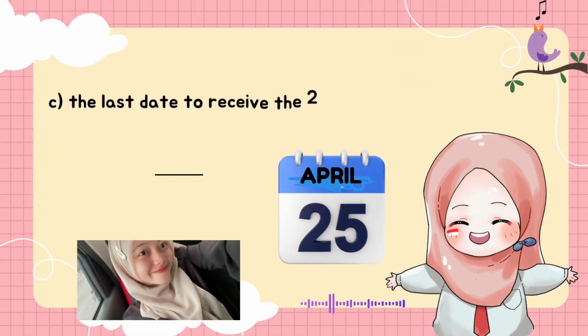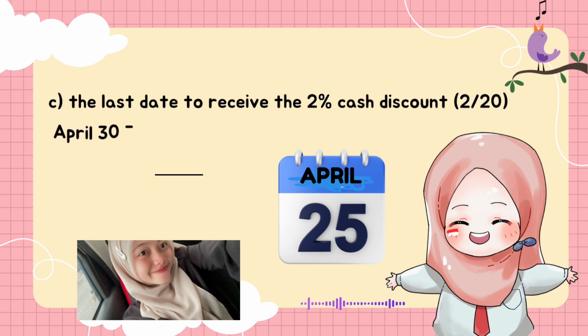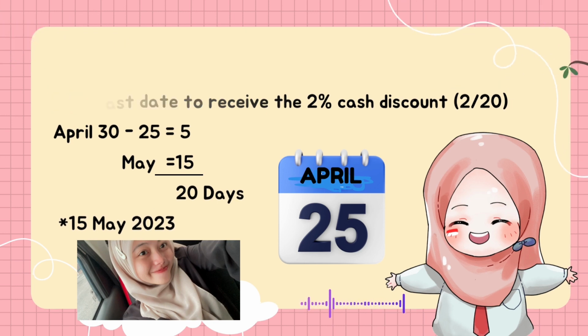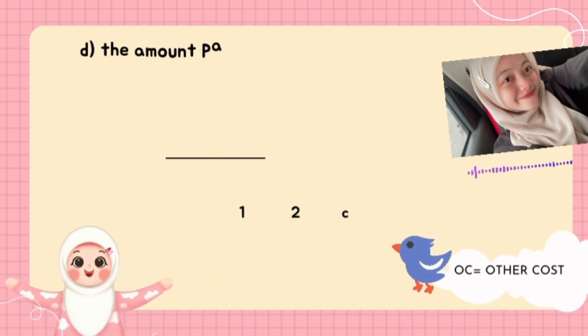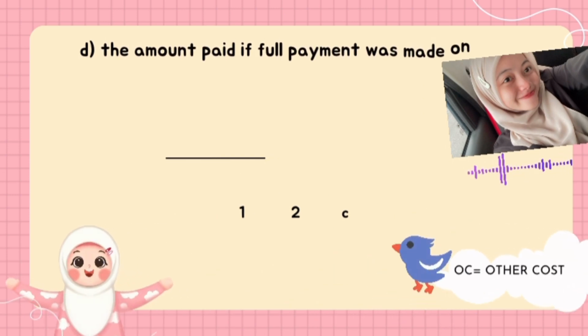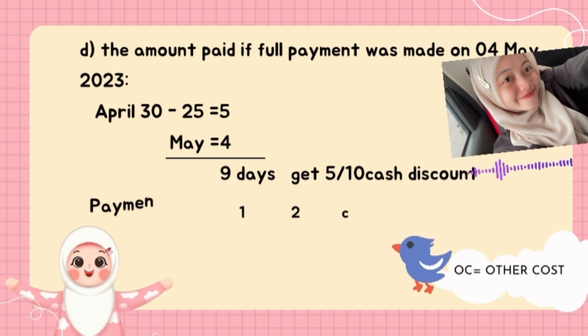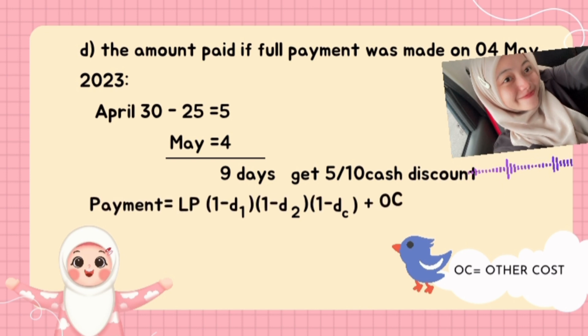Question C. To find the last date to receive the 2% cash discount, we must add 20 days to 25 April 2023. So the answer is 15 May 2023. The amount paid if full payment was made on 4 May 2023. 25 April to 4 May 2023, it's equal 9 days. So, Hijau Bumi Sendirian Berhad will get 5% cash discount.